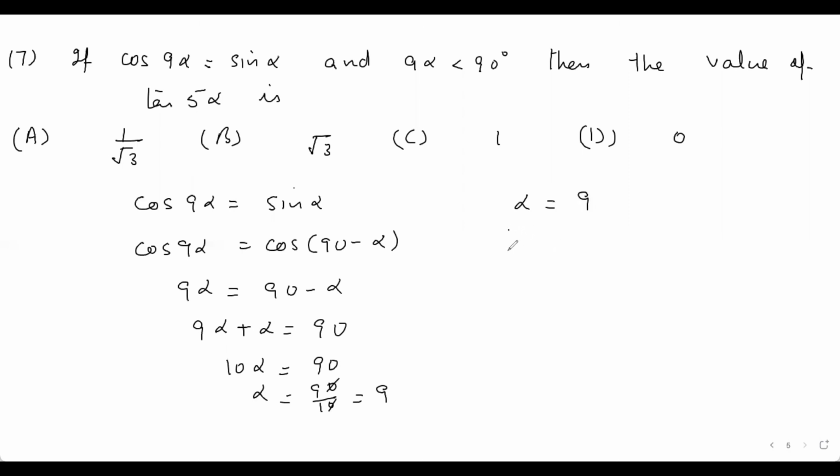I am to find tan 5 alpha. In tan 5 alpha, instead of alpha, write 9. So tan 45 degree, that is equal to 1. So C is the option.